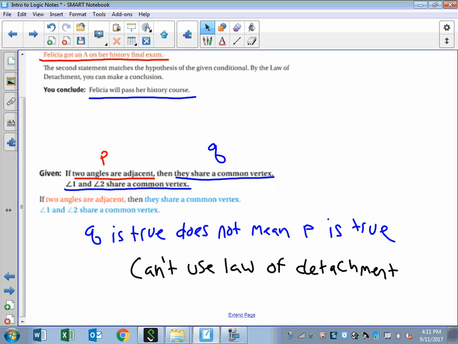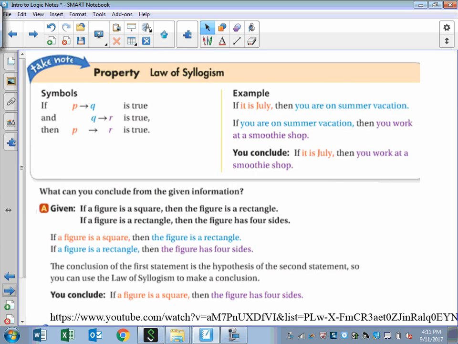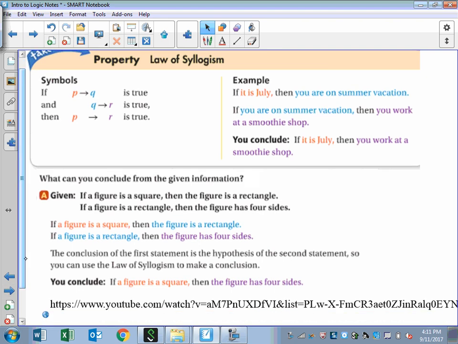So that's the law of detachment. That one's pretty straightforward. Next is the law of syllogism, which says if P then Q is true and Q then R is true, then if P then R is true. So if it is July, then you are on summer vacation. If you are on summer vacation, then you work at a smoothie shop. You can conclude that if it is July, then you work at a smoothie shop.